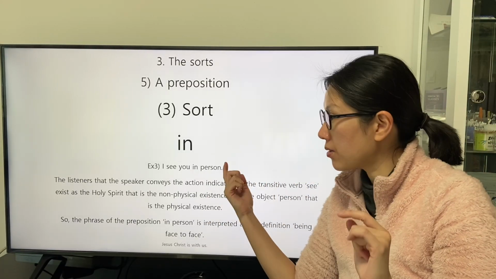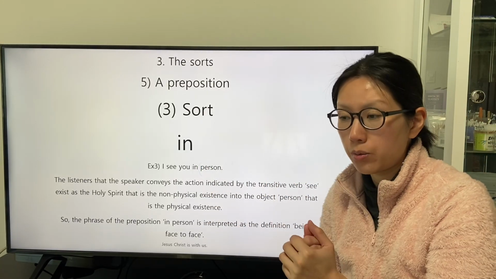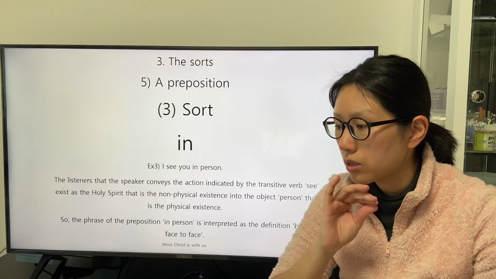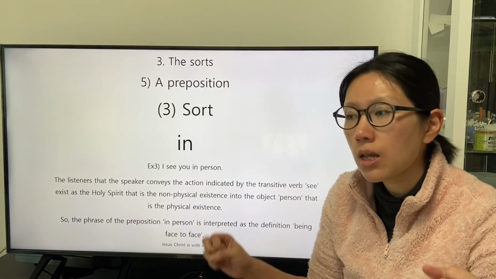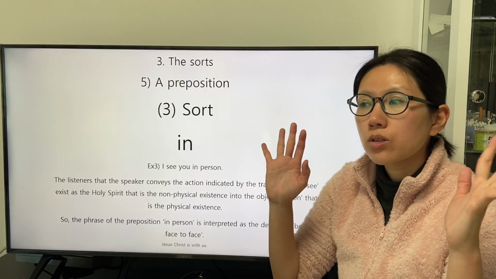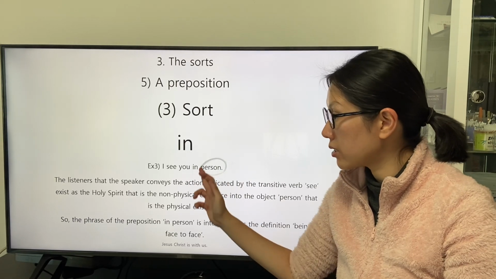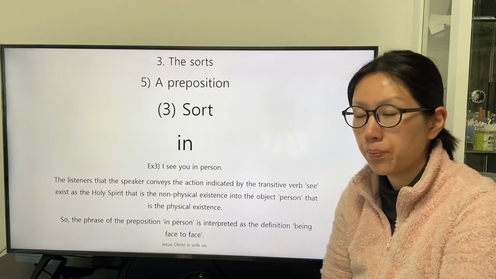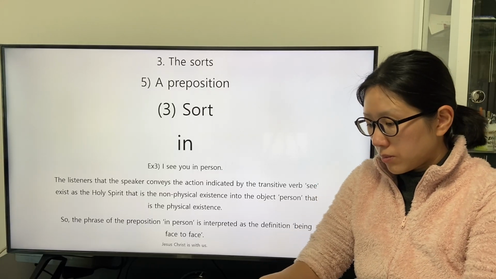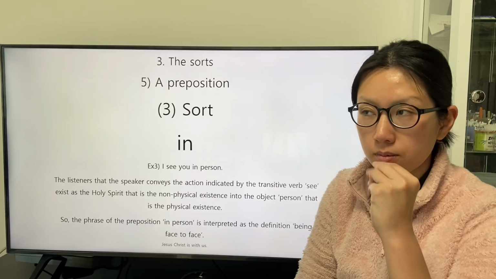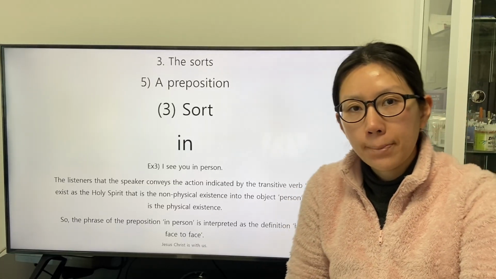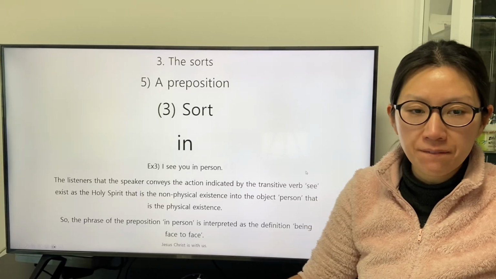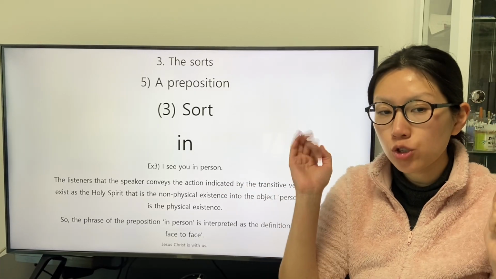So we can understand the reason why the verb allows us to indicate the object person without a determiner. So the phrase of the preposition in person is interpreted as the definition being face to face.